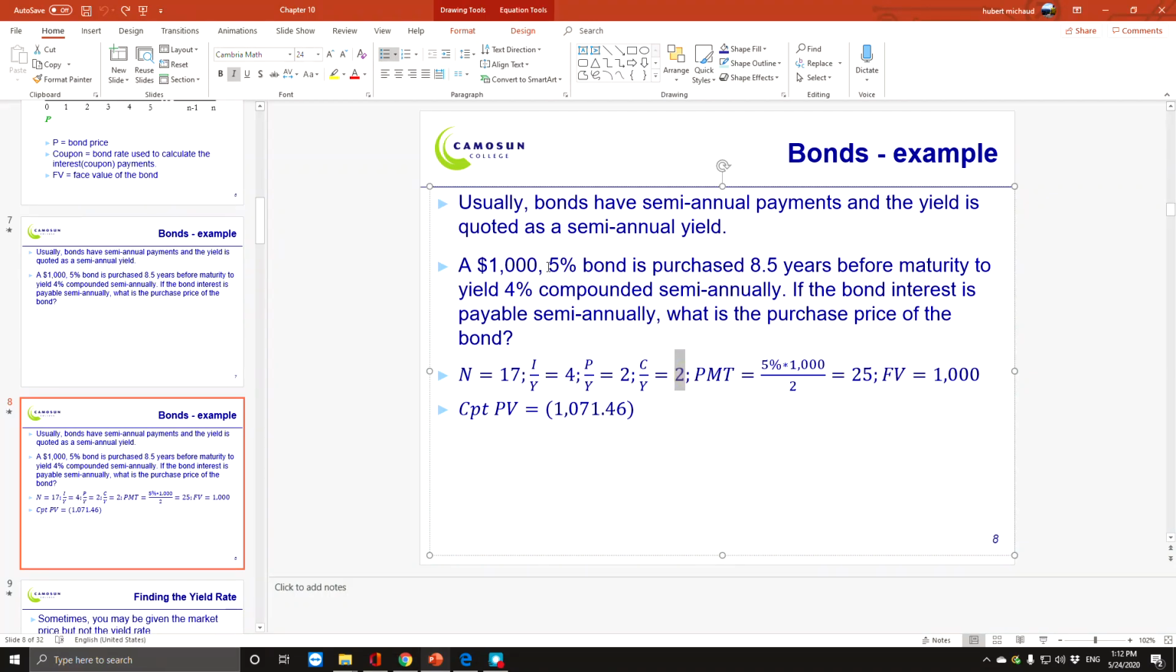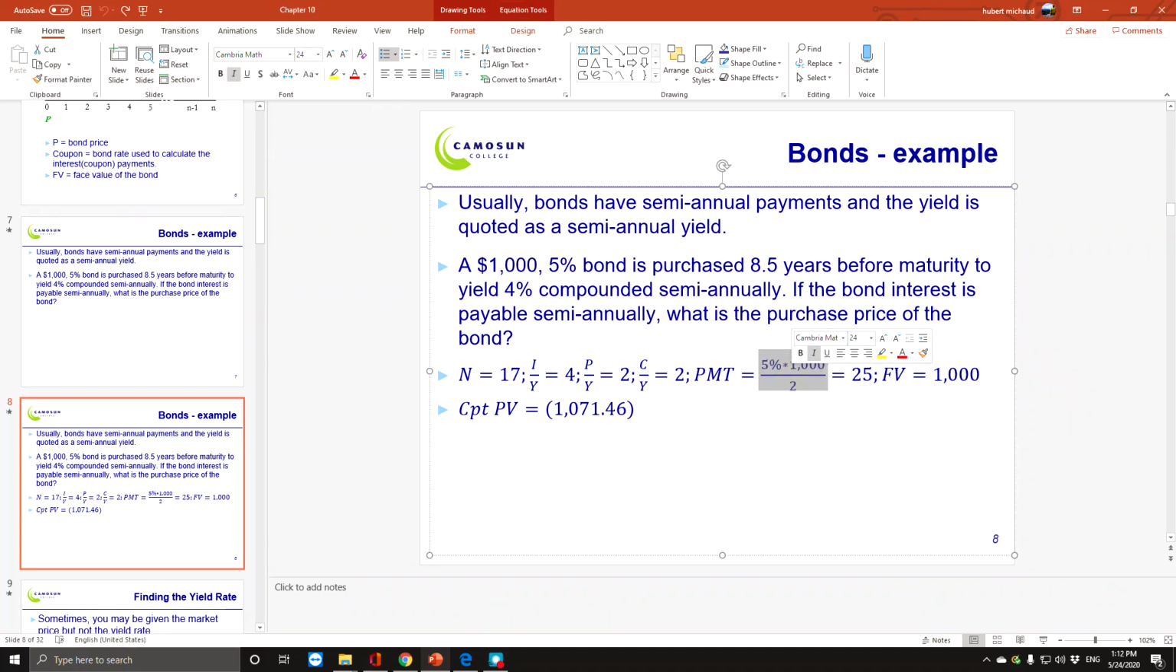How do we find the payment? This is where we use that 5%. Okay, there's 2 payments per year, so we're just going to take the coupon rate, 5%, multiply it by the face value, 1,000, and we're going to divide it by 2 because there's 2 payments per year.